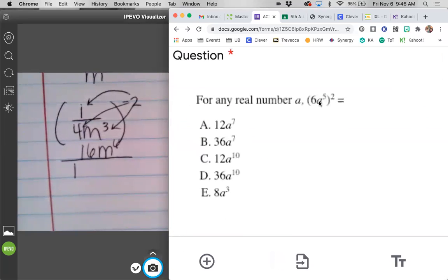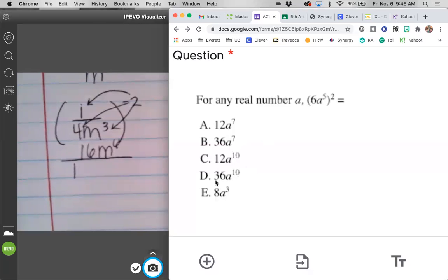Okay, 6a to the 5th all squared. We're going to distribute that squared. What is 6 squared? 36. So it's automatically B or D. And then you have A, and the question is, do you add these or do you multiply them? If you add them, it's A to the 7th. If you multiply them, it's A to the 10th. So when you raise a power to a power, you multiply. So it's going to be D.